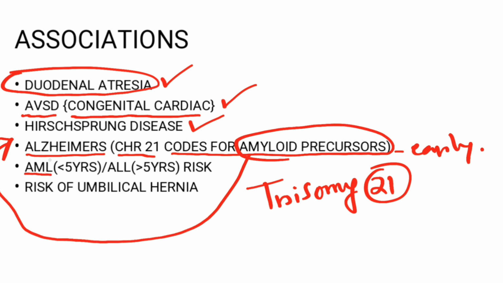Also, we can see AML under 5 years of age and ALL more than 5 years of age. There is associated risk with Down syndrome. There is another associated risk of umbilical hernia in Down syndrome that is seen.